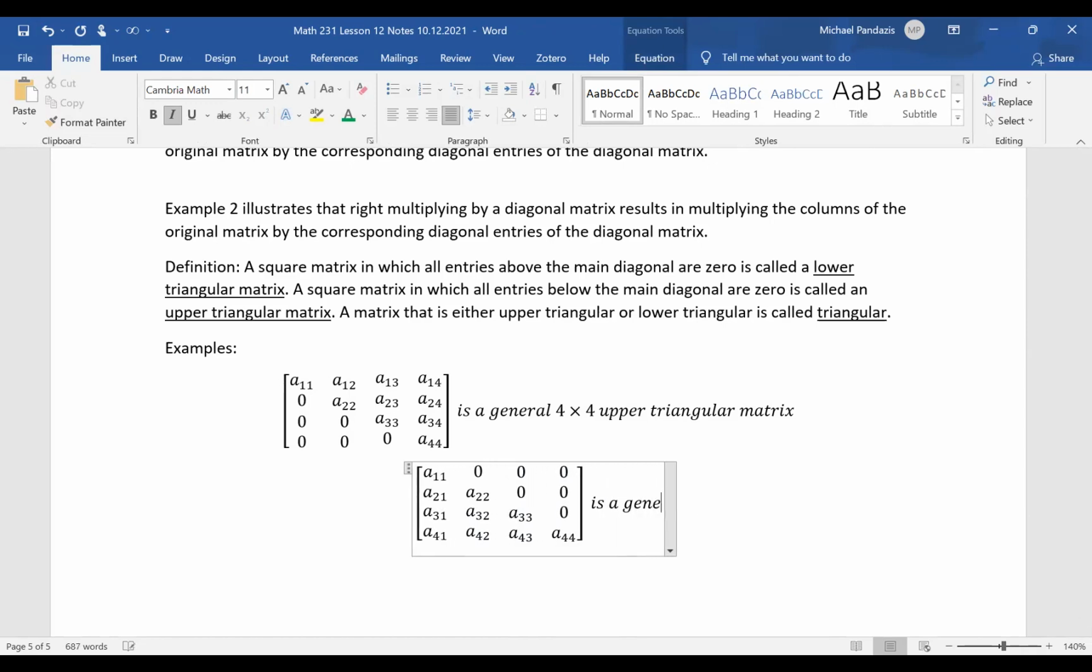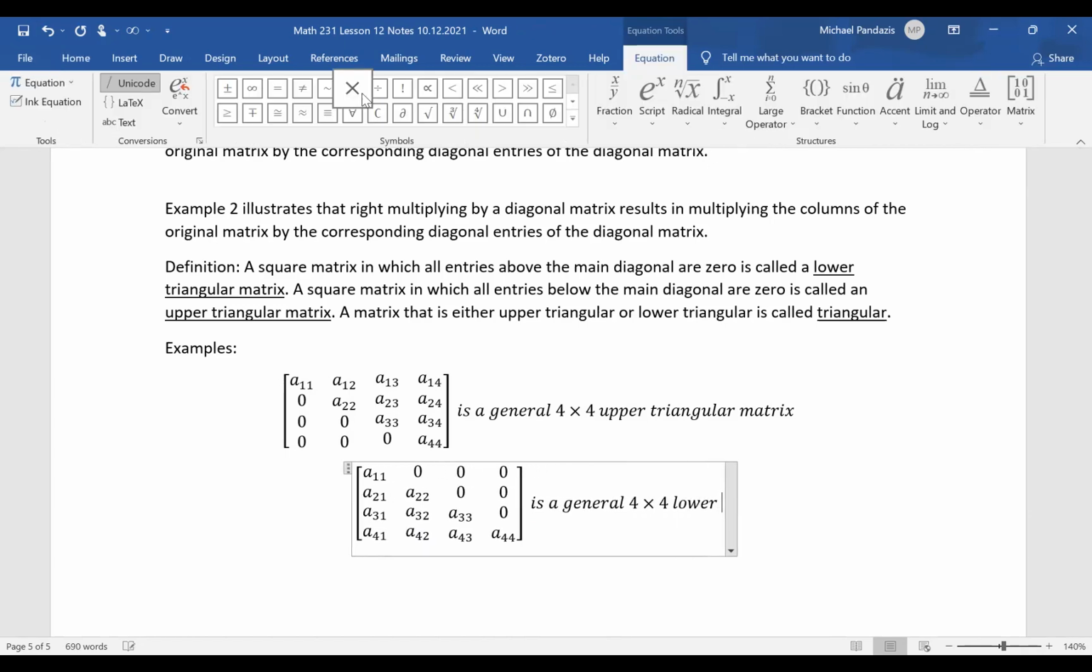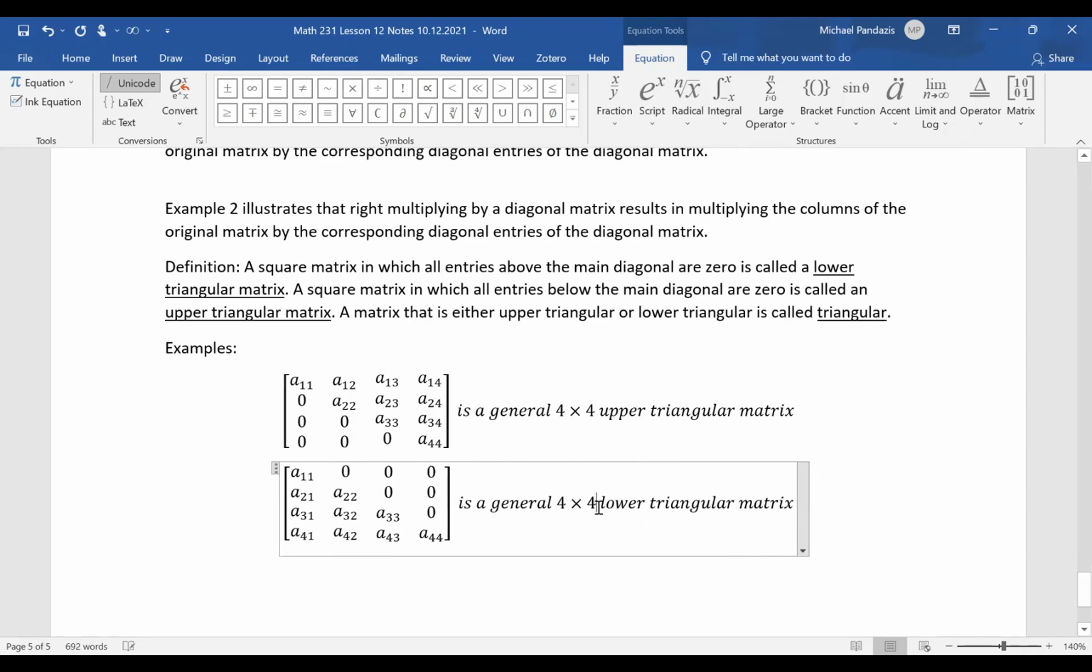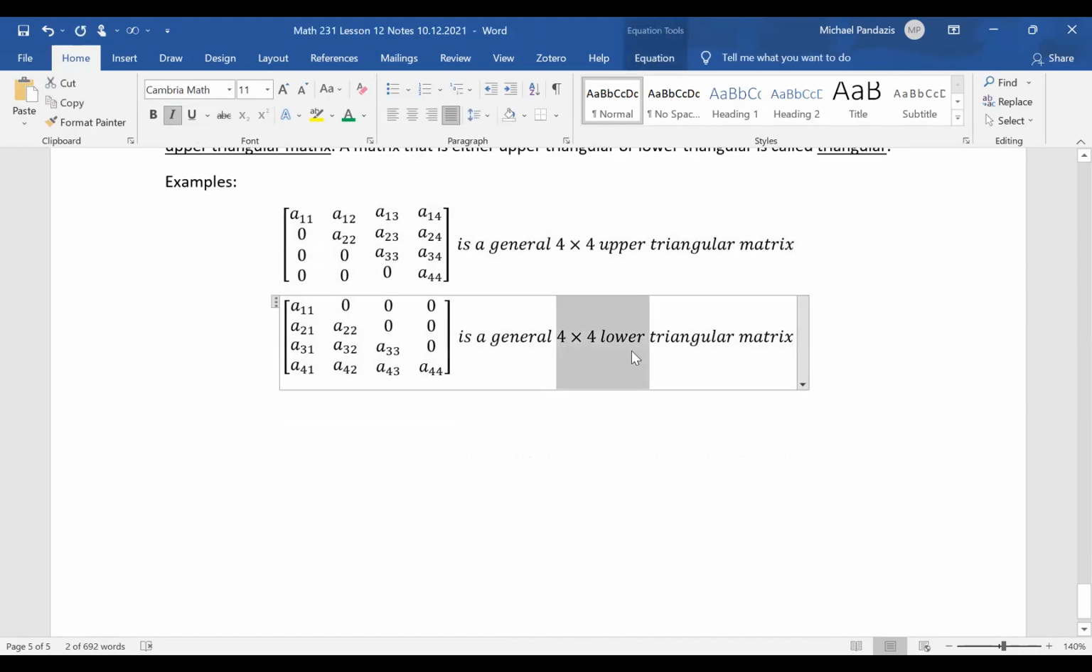Okay, so that matrix is a general 4x4 lower triangular matrix. That's because all entries above the main diagonal are 0. And we have variables in every spot that doesn't have to be 0. They could be 0, but they don't have to be. But all these other 6 places have to be 0 for this 4x4 matrix to be lower triangular by the definition.